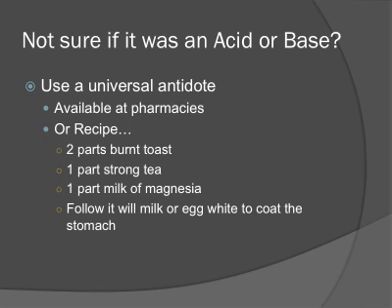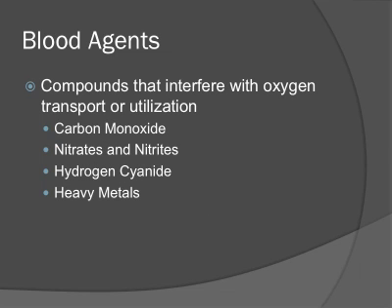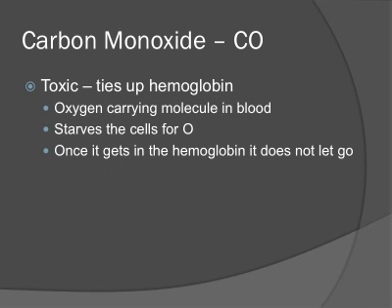Okay, so the next type of poisons we're going to talk about are blood agents. These are compounds that interfere with oxygen transport or utilization. So can your body absorb oxygen? Can it use the oxygen properly? And so there are 4 different types of blood agents that we're going to talk about. There's carbon monoxide, nitrates, hydrogen cyanide, and heavy metals, which we talked about in the last couple of units.